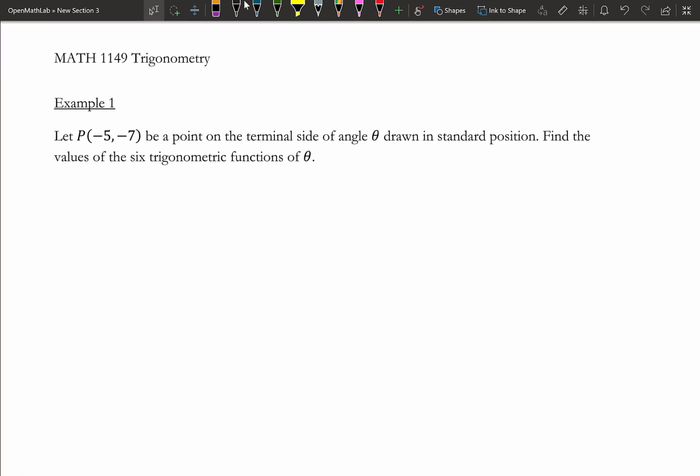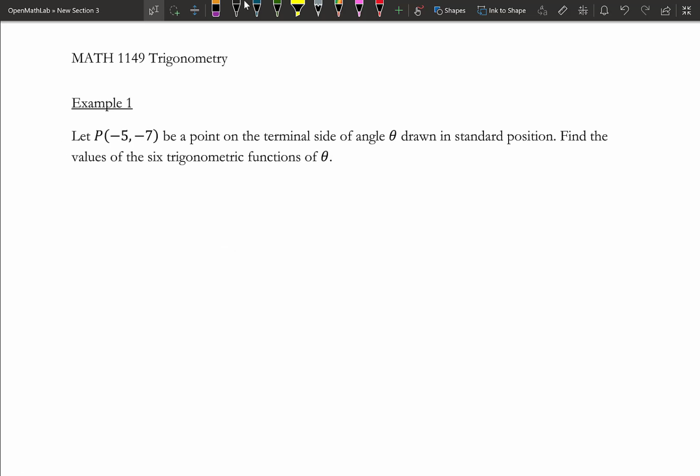So what I have next is looking at an example, example 1. We have a point P that has the coordinates -5, -7, a point on the terminal side of angle theta drawn in standard position. Find the values of the 6 trigonometric functions of theta. Right? So I like to start just by drawing a picture so I can visualize this. So the point -5, -7 would be somewhere in the third quadrant.